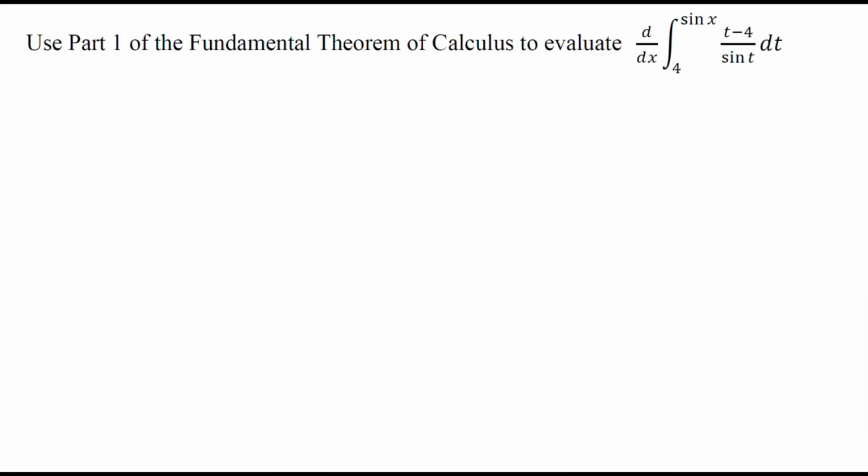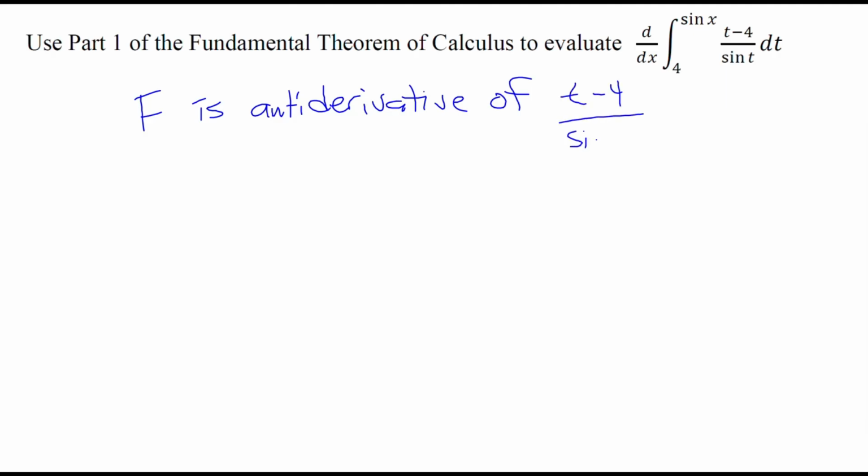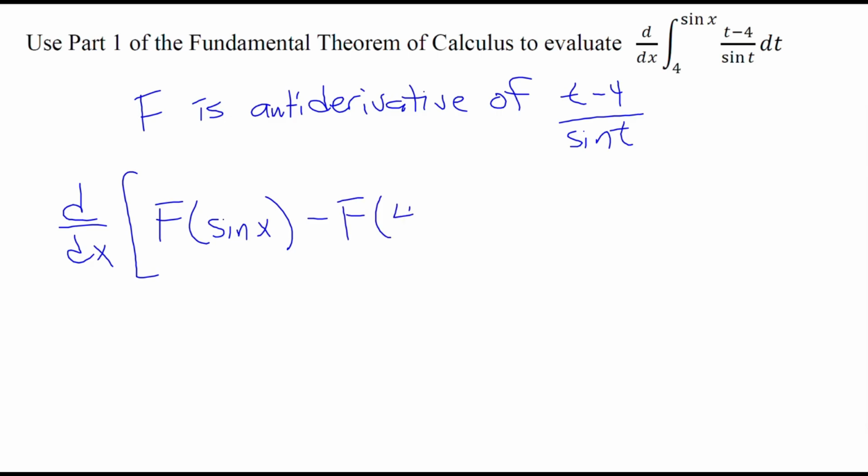Our next one here, again, is going to be pretty much the exact same thing. So we'll say the capital F is an antiderivative of t minus 4 over sine of t. And so we just have a derivative with respect to x of capital F of sine x minus capital F of 4. And again, the capital F of 4, right, that's just a constant. And so its derivative is 0.